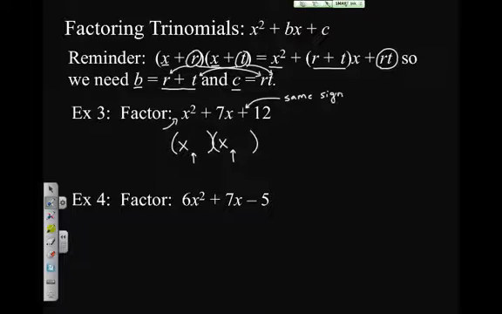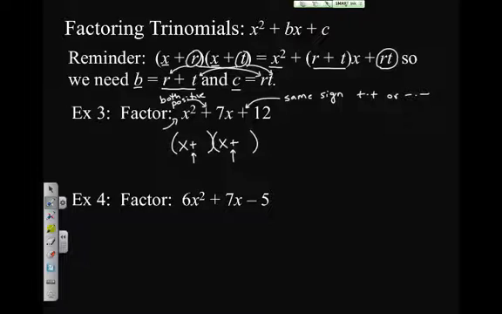The reason for that is that in order to multiply two numbers together to get 12, they're either both positive or they're both negative. A positive times a positive is a positive, and a negative times a negative is a positive. So the second thing we look at is this sign, because these two values have to add up to be a positive 7. Since we know they're the same, and they add up to a positive number, they're both positive. So that tells us we can put x plus and x plus. They're both going to be positive.